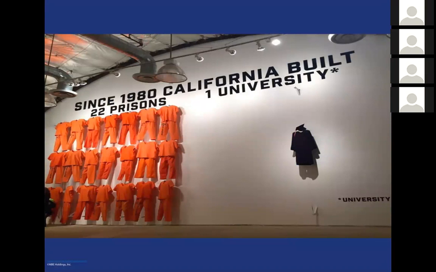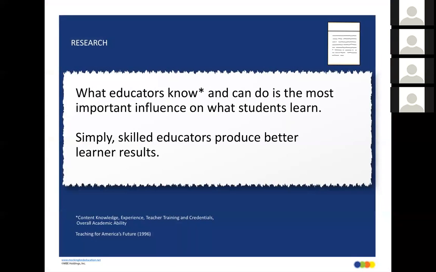This is why. For Mockingbird, if we were to take one image and put it down together, we work in a system that sets a lot of low socioeconomic students up to enter prison and not school. And so we want to use education as a vehicle to move learners more towards that university and away from prison. And the reason why the work we do is so important is because research tells us that what educators know and what they can do is the most important influence on what students actually learn. So to put that really simply, if we have skilled educators, we're going to have better learner results.